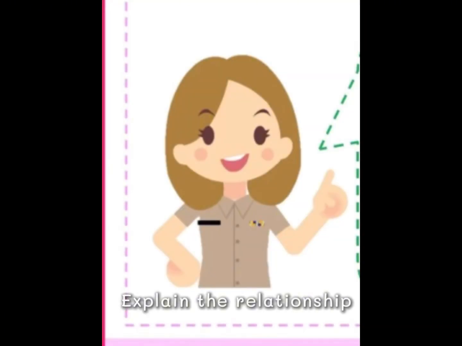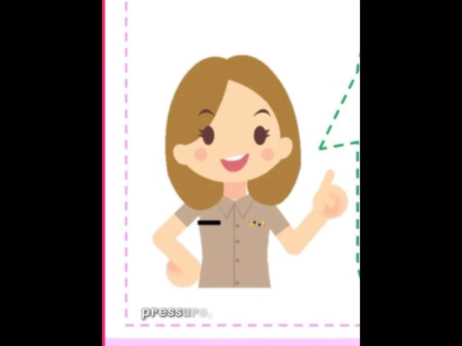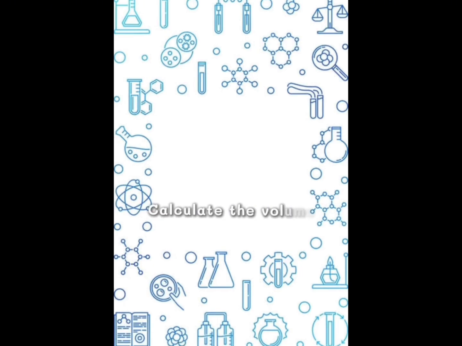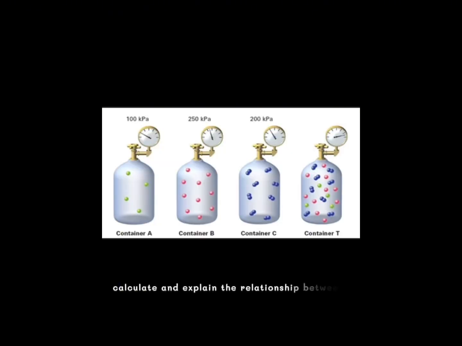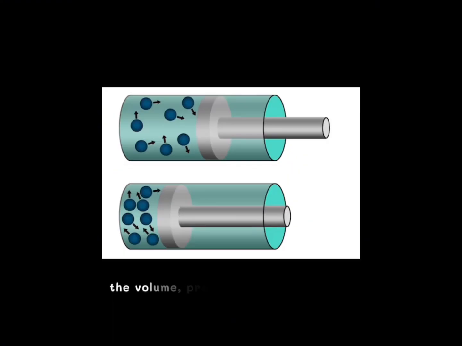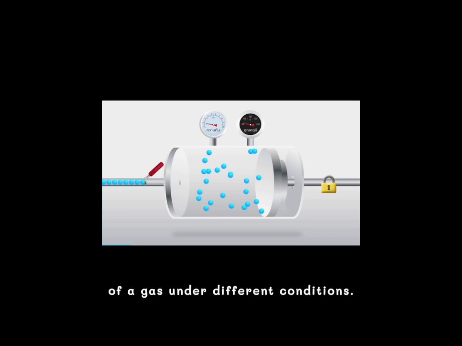Expand that relationship and calculate the volume, pressure or temperature of a gas under the conditions according to Boyle's law, Charles's law, and Gay-Lussac's law. Calculate the volume, pressure or temperature of a gas under different conditions according to the combined gas law. Boyle's law, Charles's law, Gay-Lussac's law, and the combined gas law are used to explain the behavior of gases. These laws help calculate and explain the relationship between the volume, pressure, and temperature of a gas under different conditions.